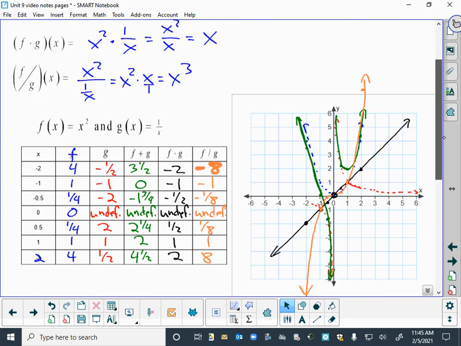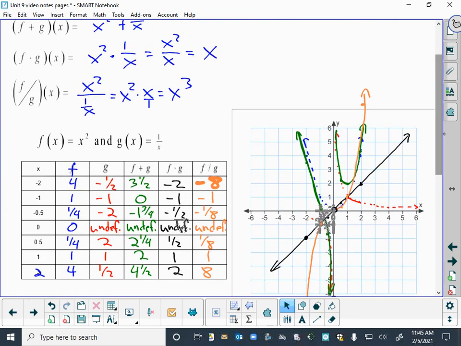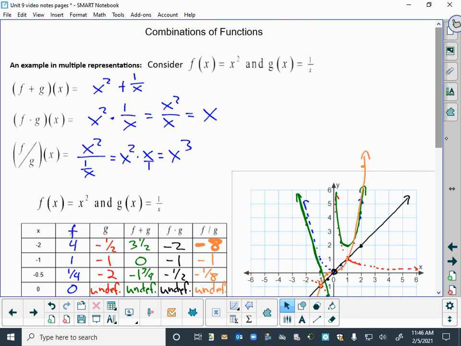Okay. General message of it, though, is if it says you're adding things together, then that's just adding the outputs of those functions at any particular input. You can work with it that way to make the graph. All right. That is it for a discussion of combinations of functions.